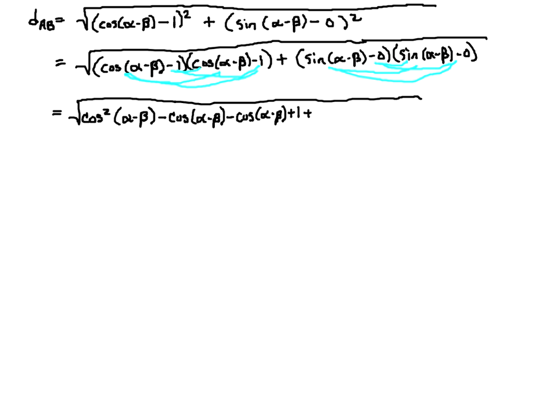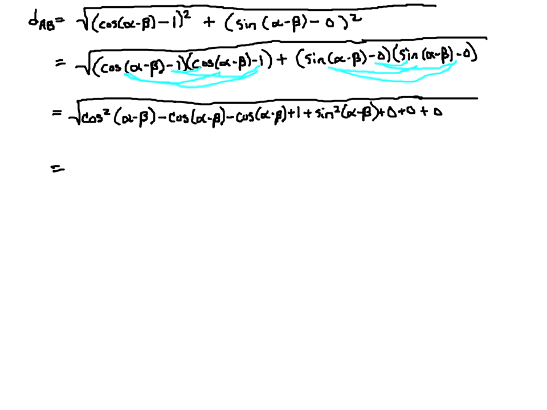I got so excited about getting to multiply with a 0 that I skipped multiplying my sine alpha minus beta by itself. So that's sine squared alpha minus beta. Now, sine alpha minus beta times 0 is just 0. 0 times sine alpha minus beta is just 0. And 0 times 0 is just 0. Nice. So, yeah, exactly. Finally, something that's not making us go cross-eyed.